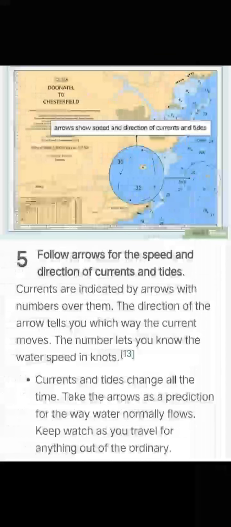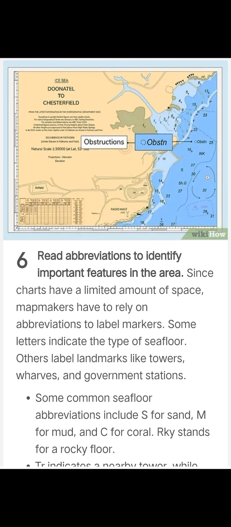5. Follow the speed and direction of current and tides. Current arrows give the predicted way that normal water flows. Keep watch during your travel for anything out of the ordinary. 6. Use abbreviations to identify important features in the area. Some common seafloor abbreviations include S for sand, M for mud, C for coral, and RKY stands for rocky floor.